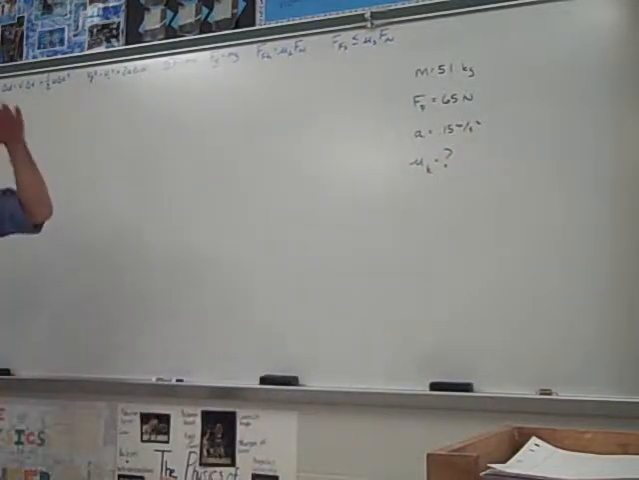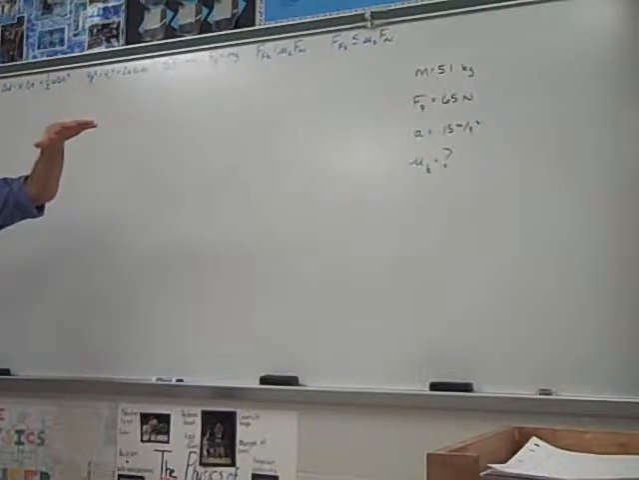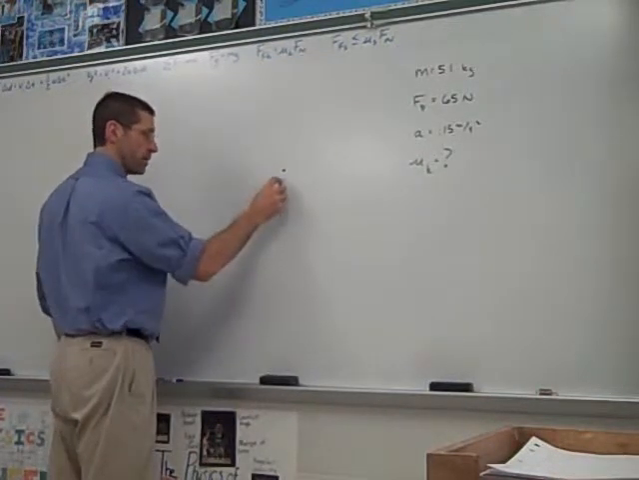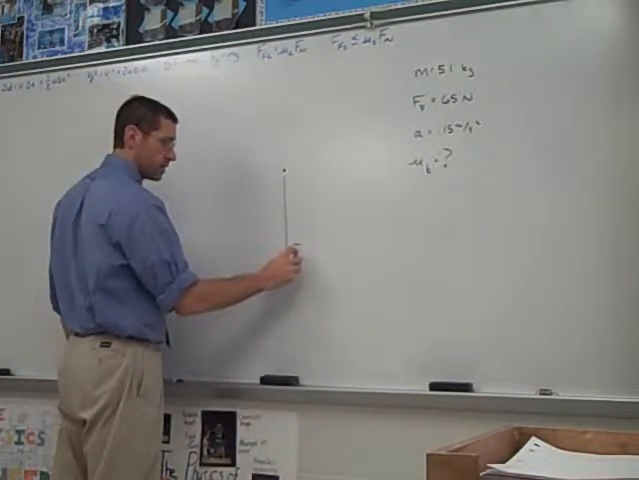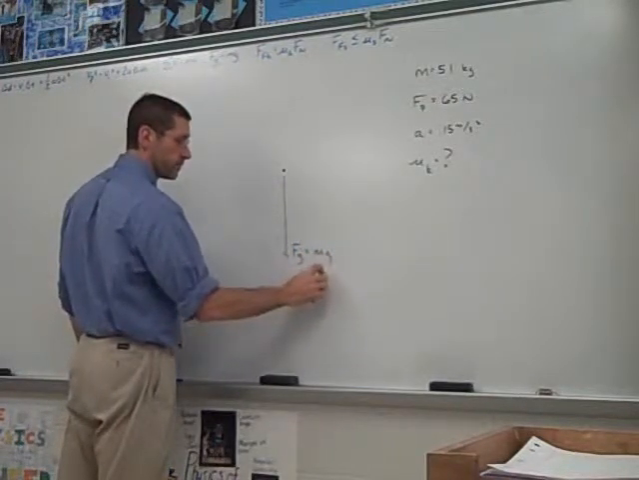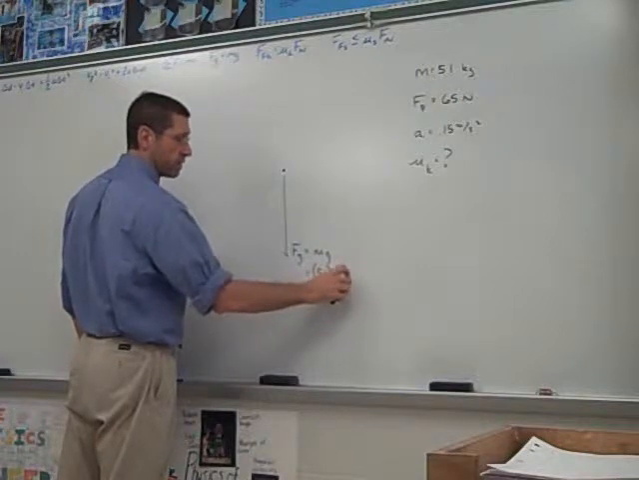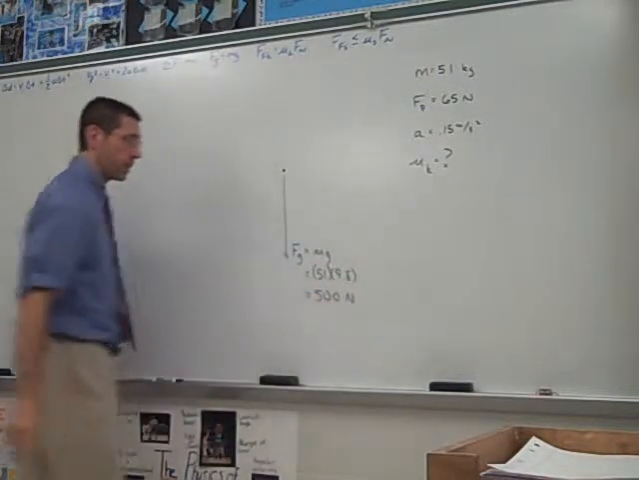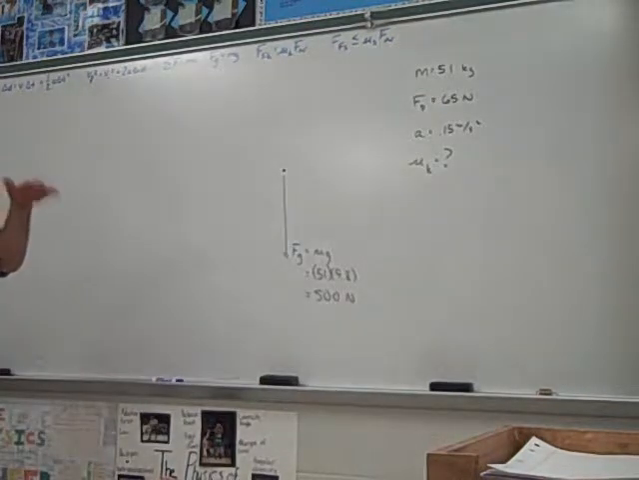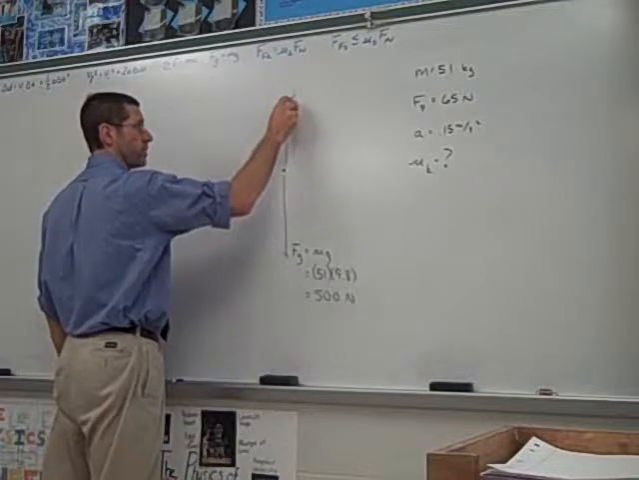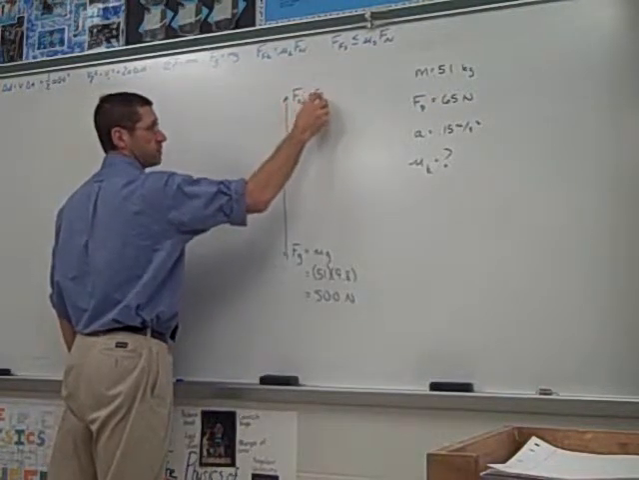Okay. So after we list our variables, let's do a free body diagram. So the free body diagram is going to be for the bookcase. So we know gravity pulls down, so that's Fg, which is mg. So that's going to be 51 times 9.8. So that's 500 newtons is what it comes to. And then we know the normal force is going to match that. So the normal force will also be 500 newtons.